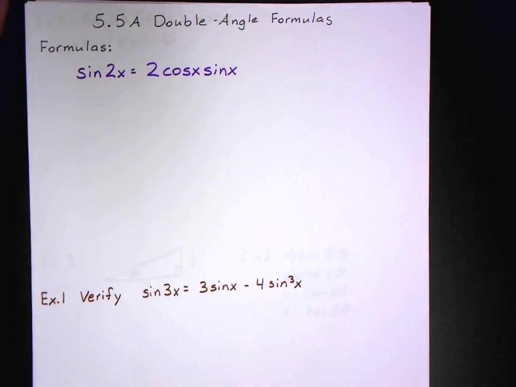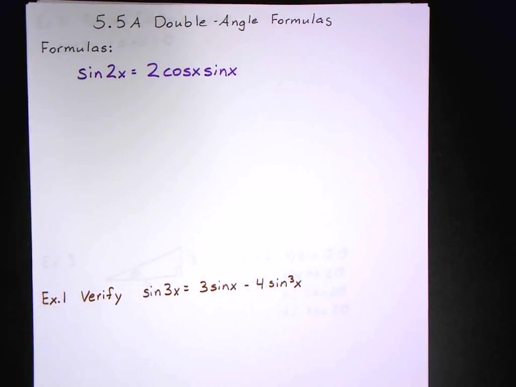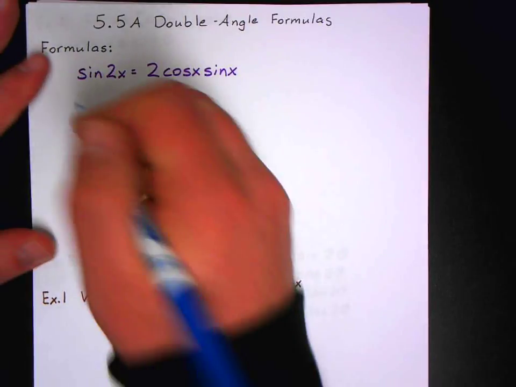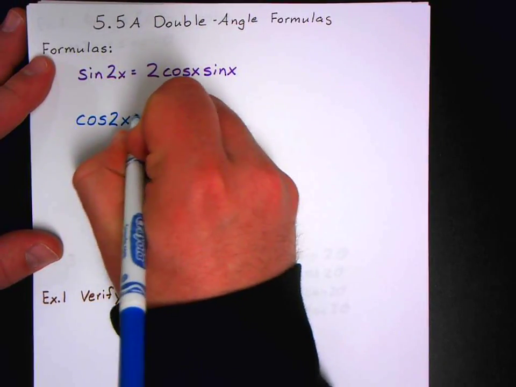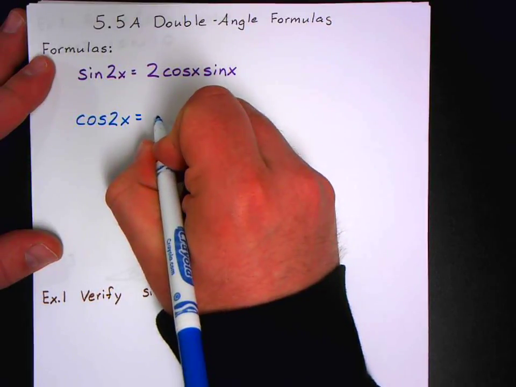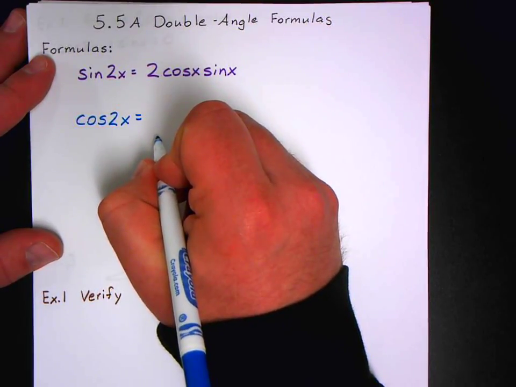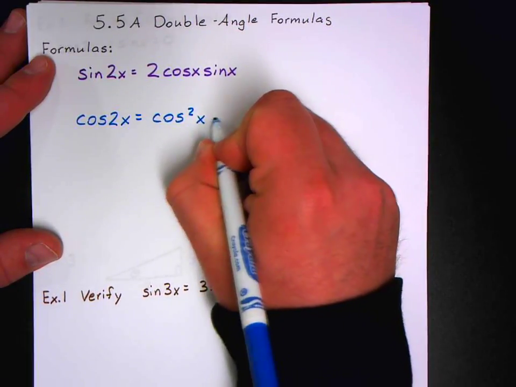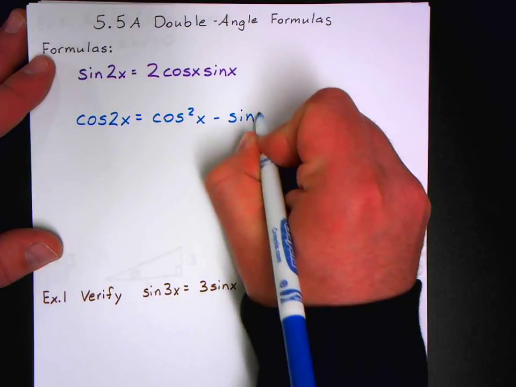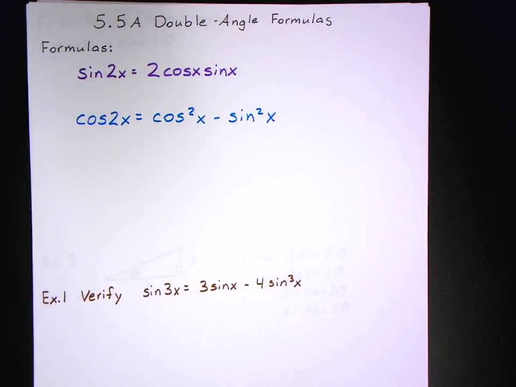Now, we have the same thing with cosine. There's 3 versions of this formula, though. However, the versions of this formula come from the Pythagorean identity. So, there's one version of the formula. To get the other versions, you just substitute in the Pythagorean.